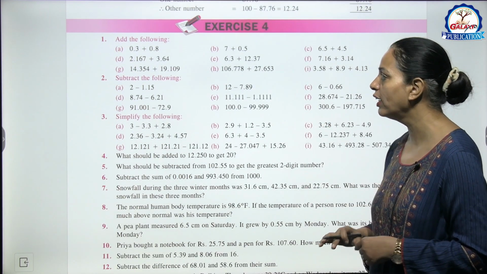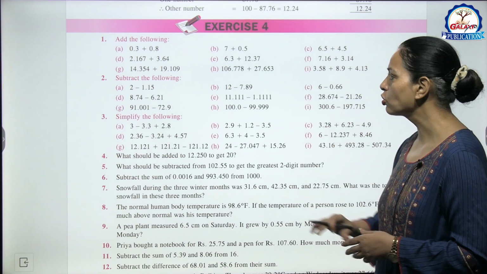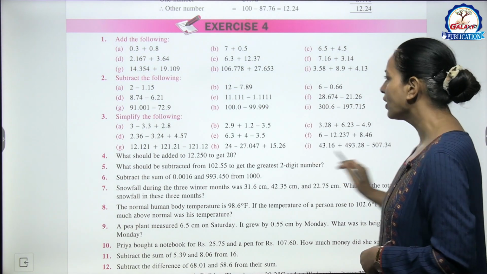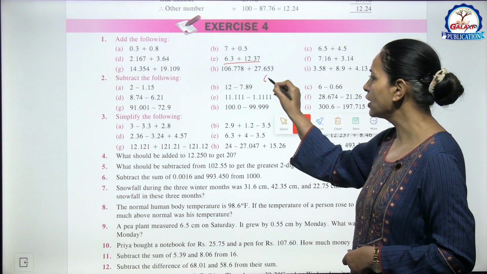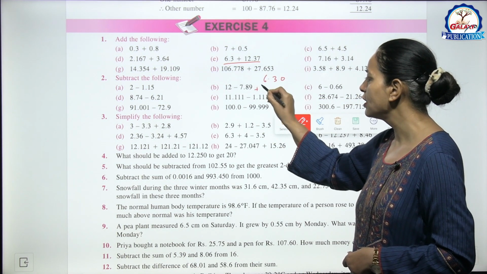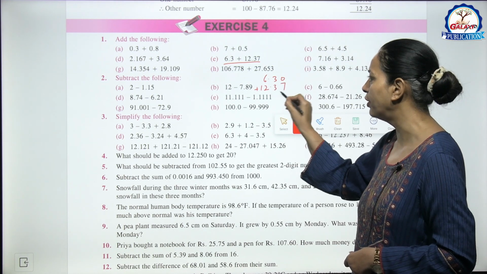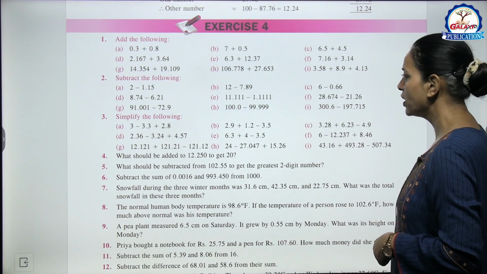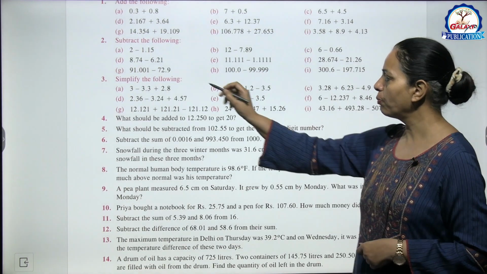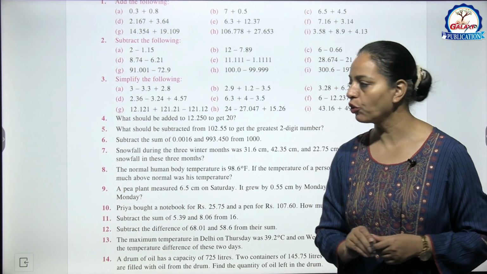Now exercise 4 based on such type of example. See question number 1. Add the following. Numbers को add करना है. Like E part, 6.3 plus 12.37. So 6.30 plus 12.37. So what will you get? 18.67. Similarly, you can try remaining parts. Question number 2, subtraction hai. You can try on your own.